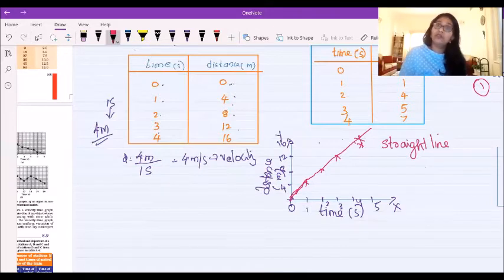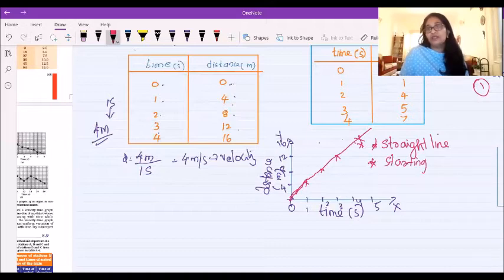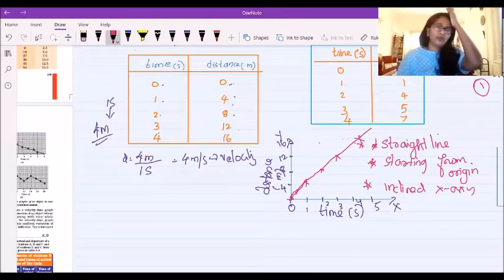We can use a few more adjectives for the graph. It's a straight line, and one more adjective: starting from origin. Then anything else? Inclined to x-axis. Right now it is standing like this. It's inclined to the x-axis, or you can say that it is making an angle with the x-axis. These are the ways we have to describe it.